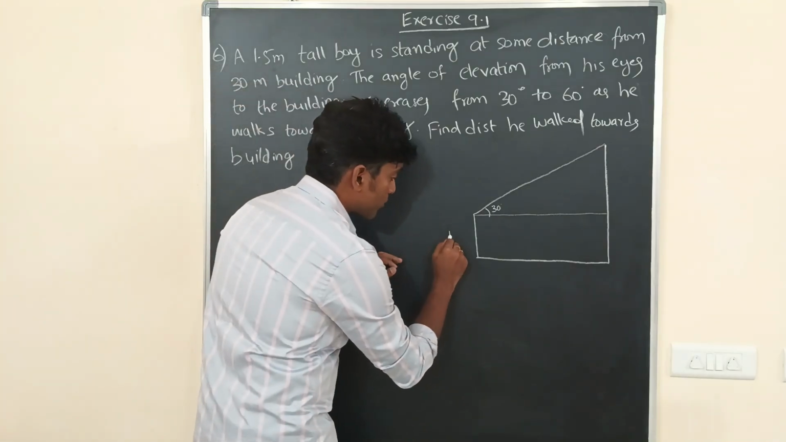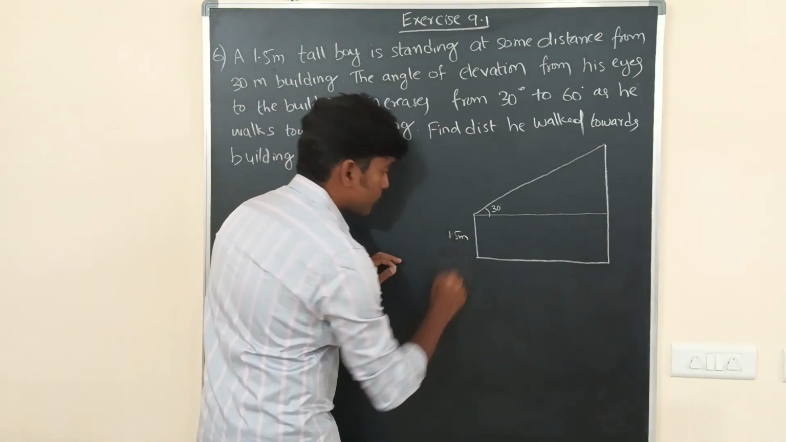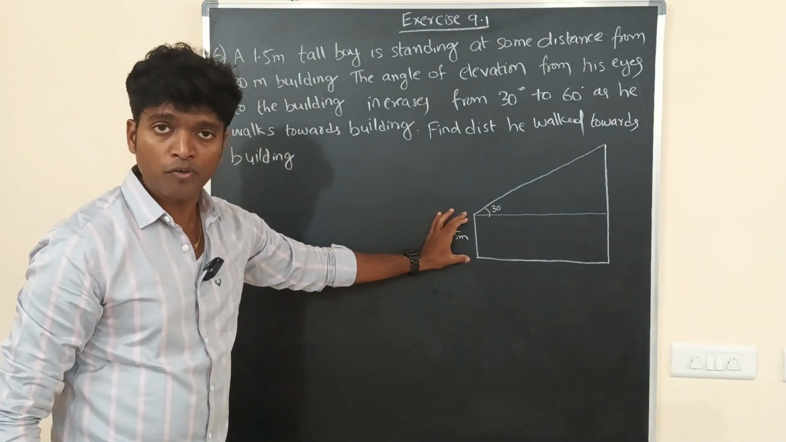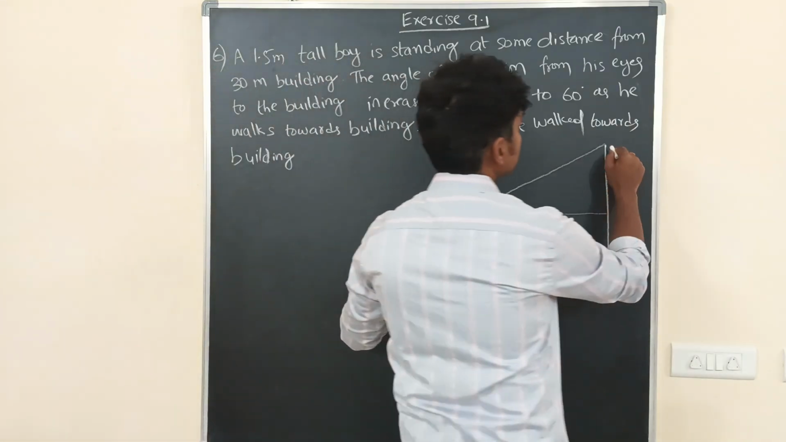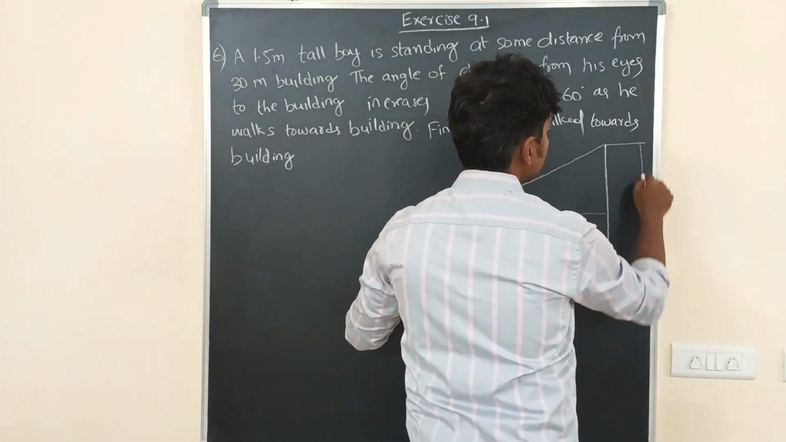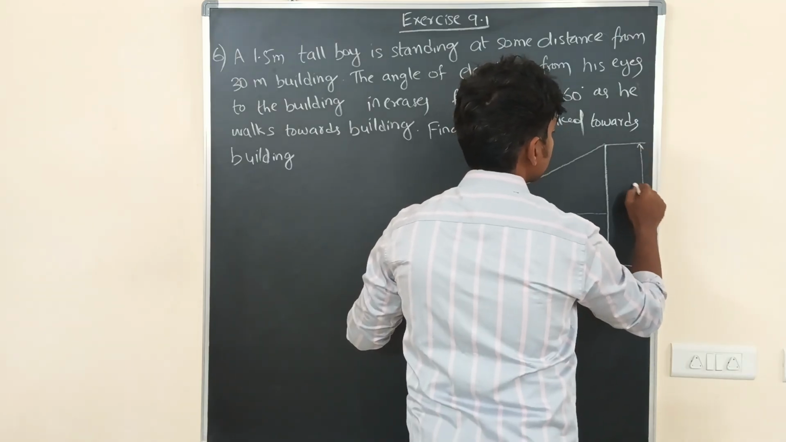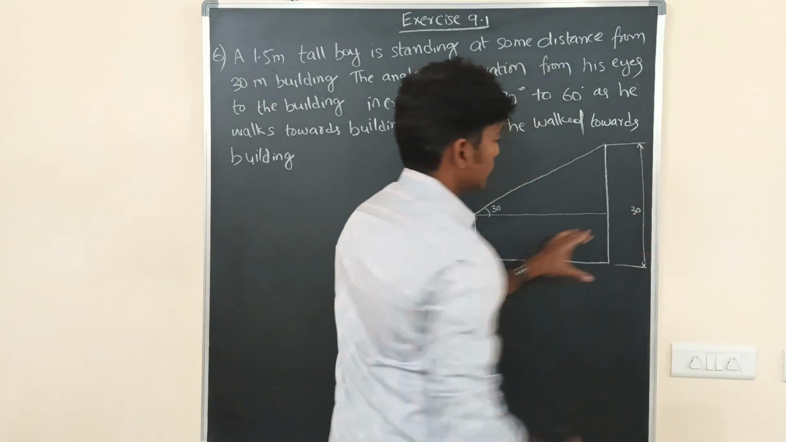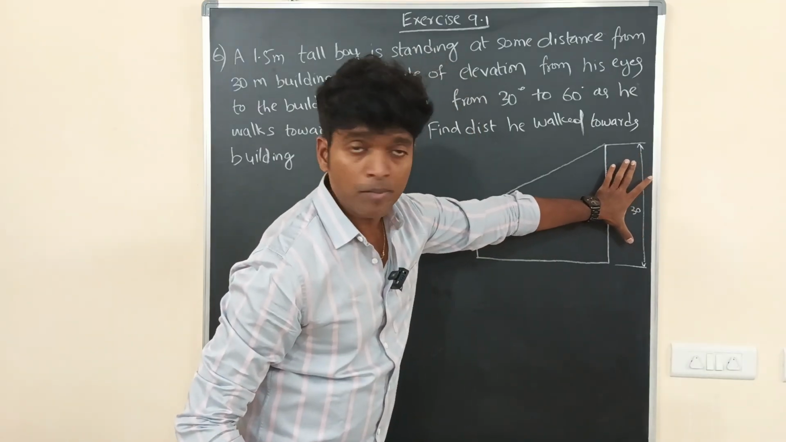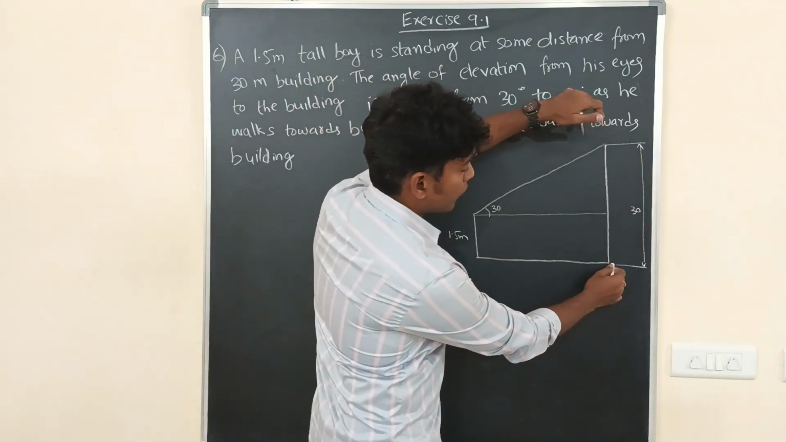So this is 1.5 meter. This height of the boy is 1.5 meter. And this total height is 30 meters. This height of the building they have given as 30 meters.